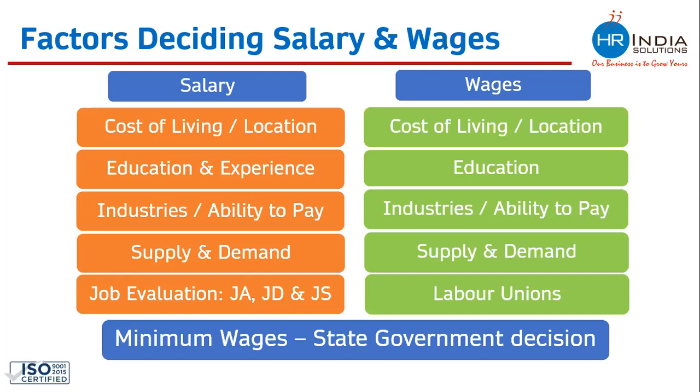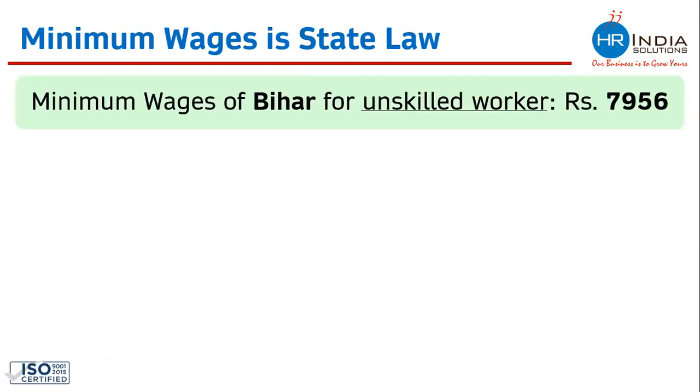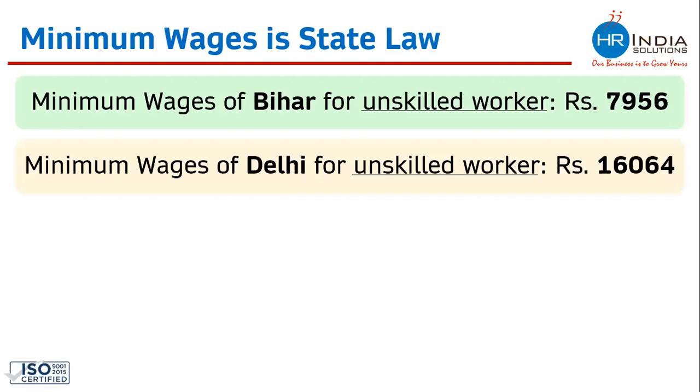We have discussed a lot about the minimum wages, which is taking me to a question for which I do not have any poll. I would request everyone to respond in the chat box. The scenario or the question is like this. Minimum wages of Bihar for the unskilled worker is 7,956, which means if you are planning to hire an unskilled worker in the state of Bihar, this is the minimum which you need to pay. Paying below this in the state of Bihar would be illegal. Minimum wages in the state of Delhi for the same category of unskilled worker is 16,064. If you are planning to hire an unskilled worker in Delhi, this is the minimum which you need to pay. Paying below this would be illegal.